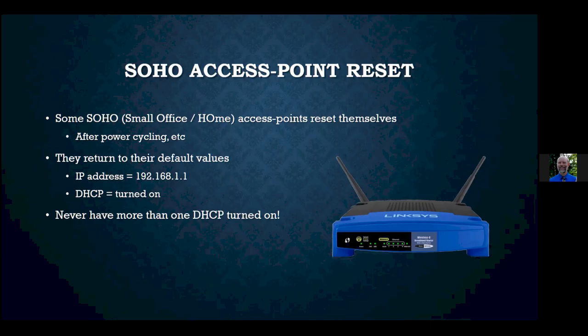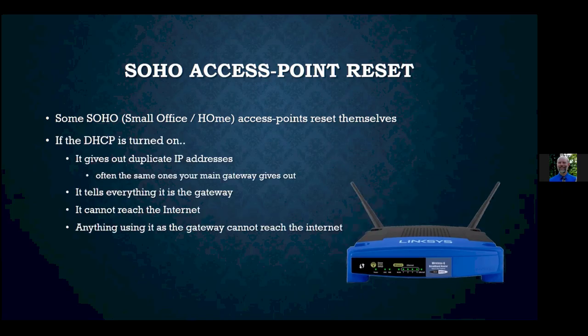But the really bad thing is when it gets set to the default, it turns on DHCP on a lot of these home routers. And when you have multiple DHCP servers on your network, that can cause big issues. What happens is it starts giving out duplicate IP addresses, so you have multiple machines with the same IP addresses.